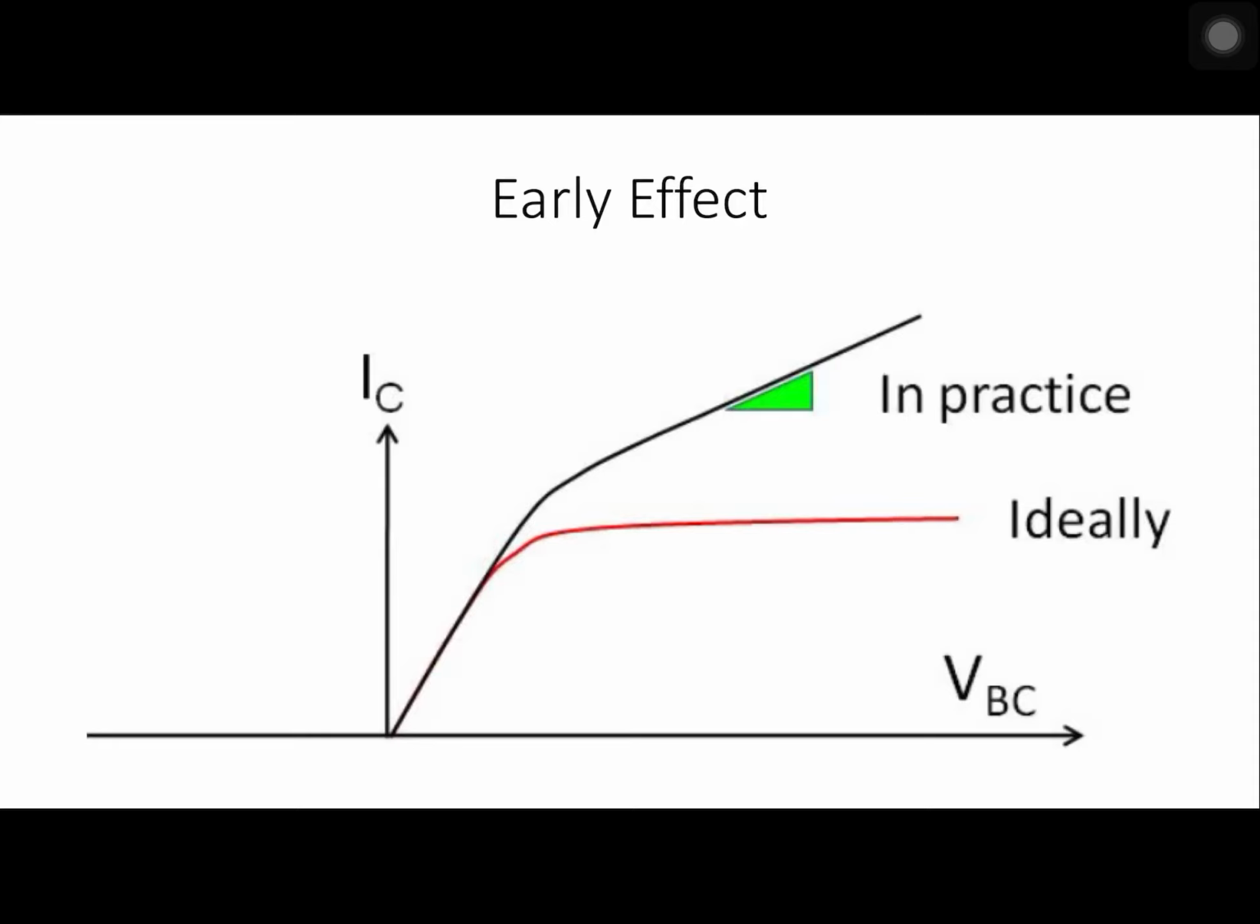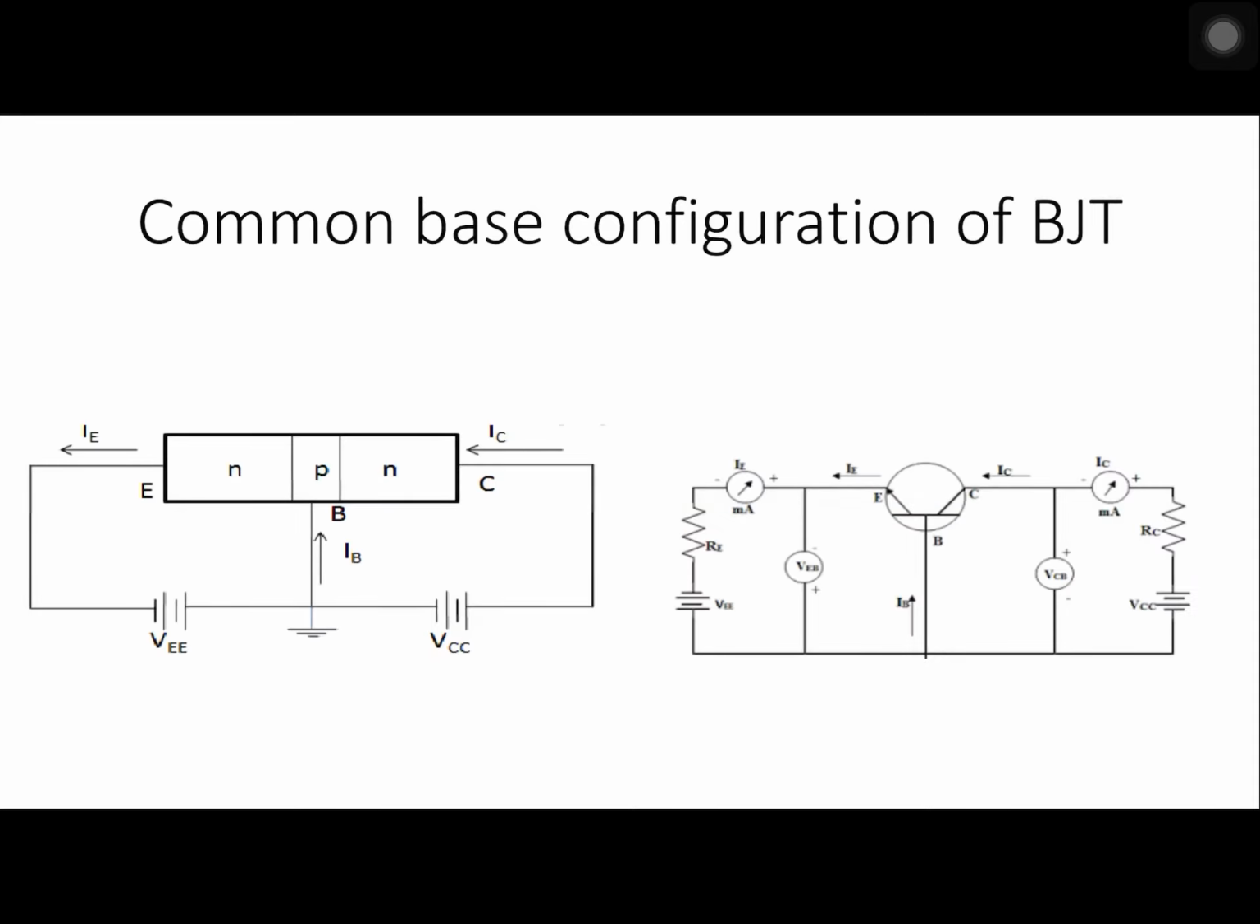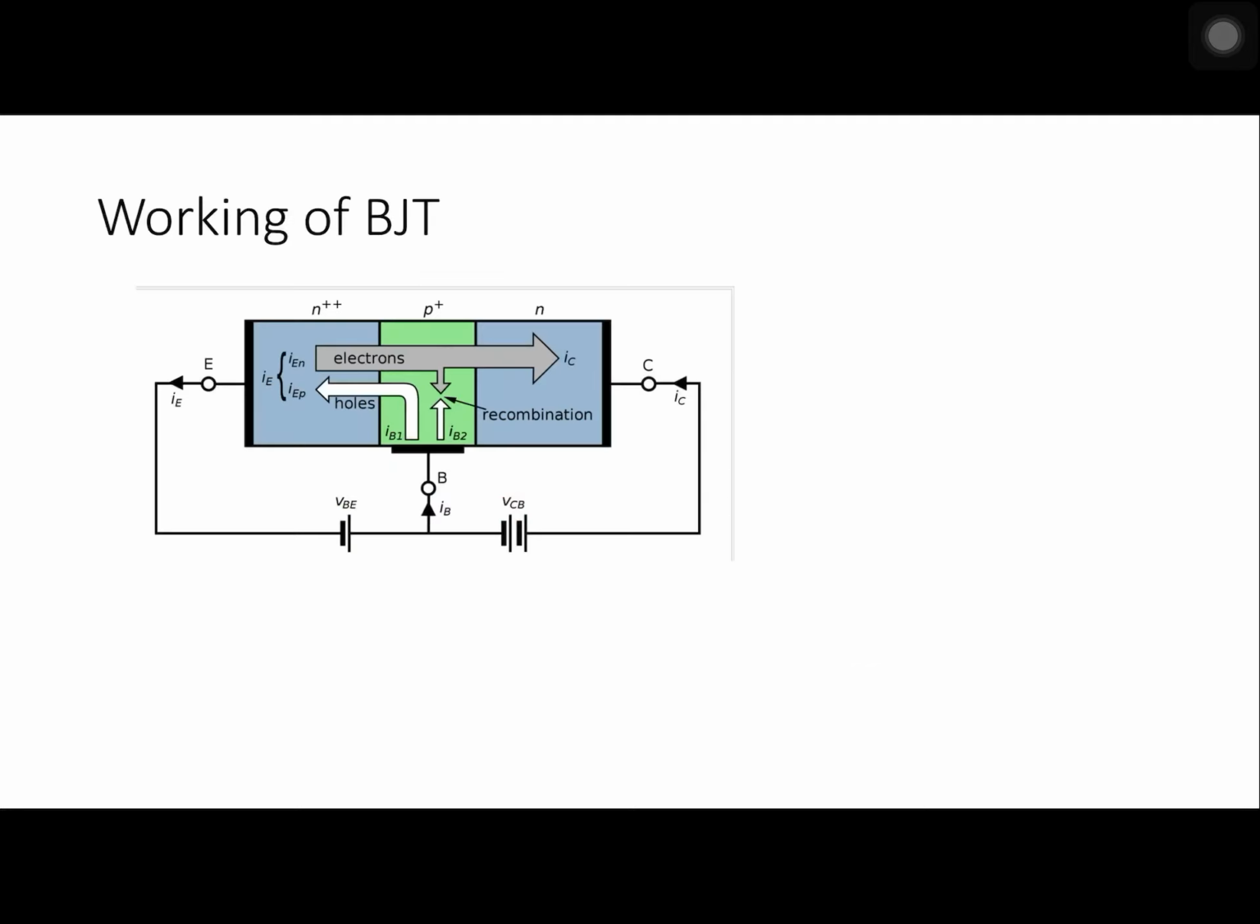Today we are going to discuss early effect in BJT. To understand early effect, let's take example of BJT in common base configuration. For CB configuration, input is applied between emitter and base, whereas output is taken across collector and base.